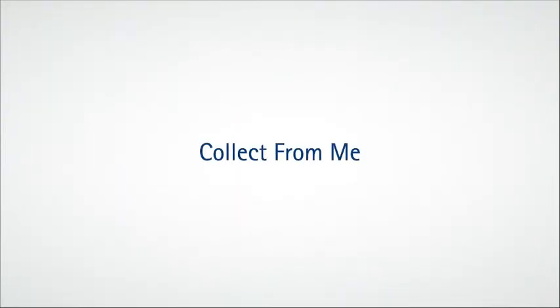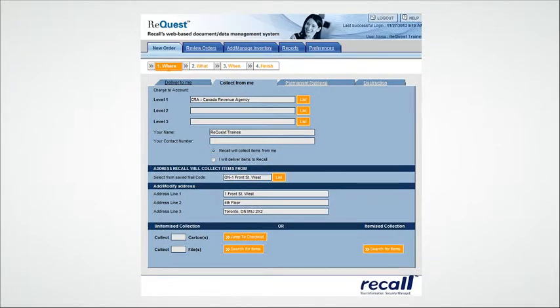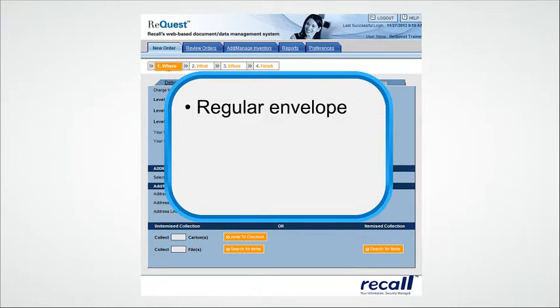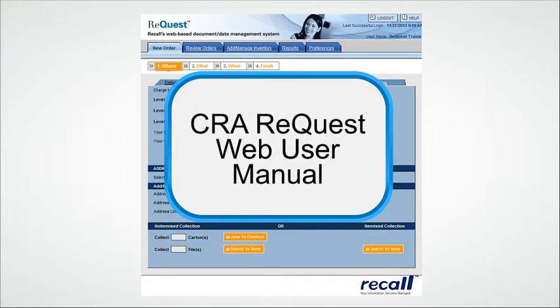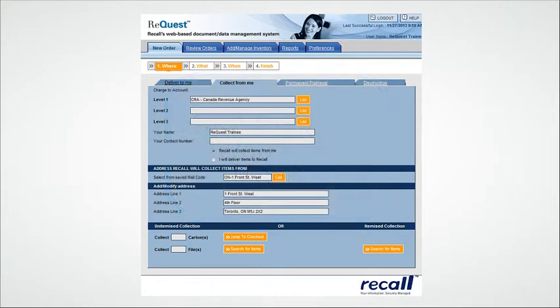CRA's mailroom plays a pivotal role when the time comes, either to send back a previously retrieved item, we call this a refile, or to send off a new item for the very first time. Your refiles, new items, and trailing documents should be placed in a regular envelope, not an inter-office envelope, addressed to Recall, and placed in your outgoing mail. For more detailed information regarding collections, please see the CRA Request Web User Manual. The mailroom is trained to follow specific instructions when sending items to Recall.